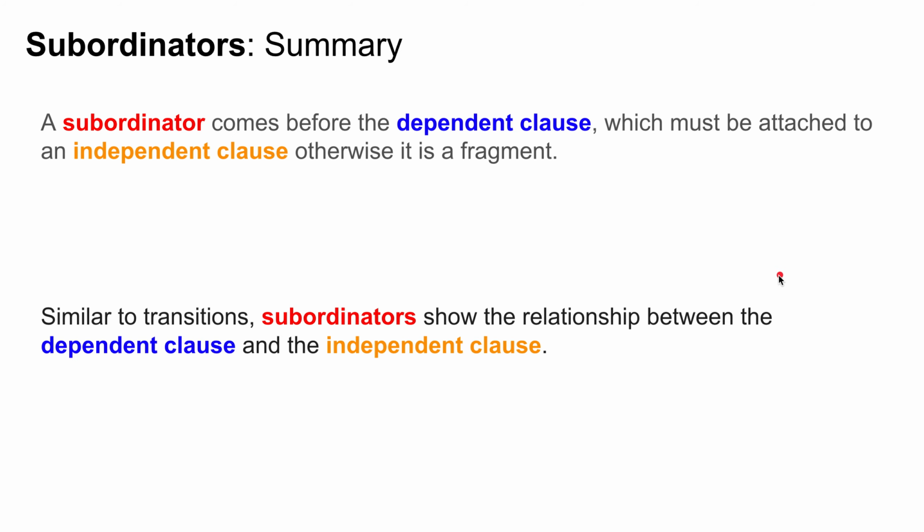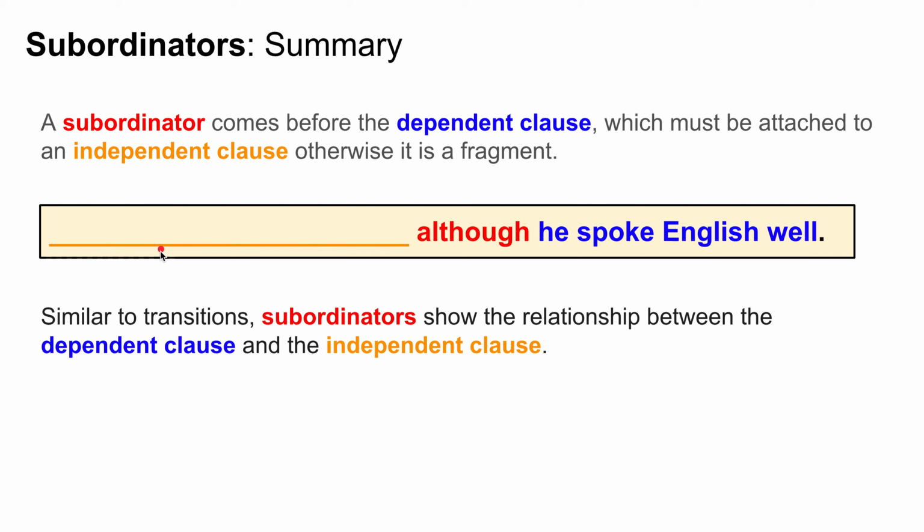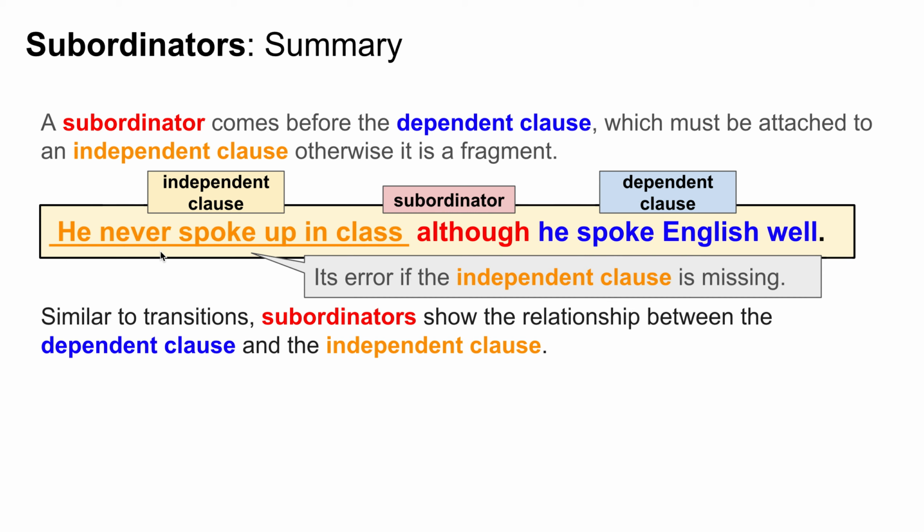The two most important things we need to remember: a subordinator comes before a dependent clause, which must be attached to an independent clause. Otherwise, it is a fragment. Although he spoke English well, this is a fragment. Subordinator, dependent clause. We need an independent clause. He never spoke up in class. And keep in mind, it's an error if the independent clause is missing.